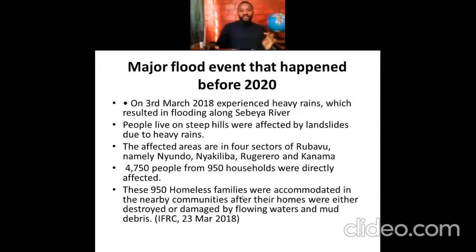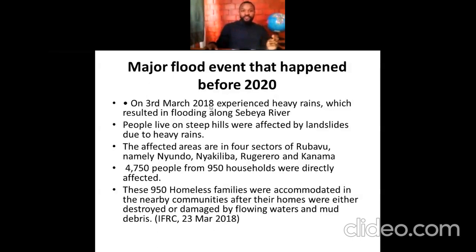Some impacts, or some examples of floods that have happened before 2020. I'm saying 2020 because the management scheme started from 2020. So the impacts I'm talking about now are before 2020, so that you can assess the existence of the scheme from 2020 up to today.